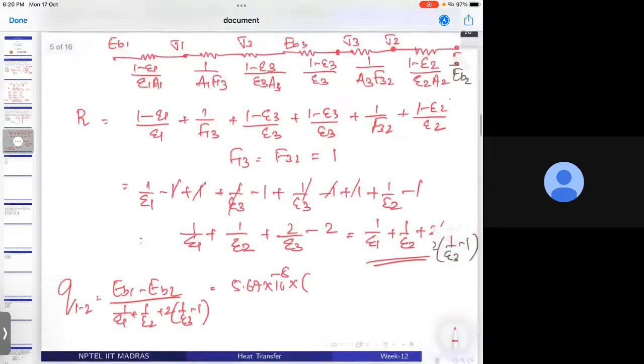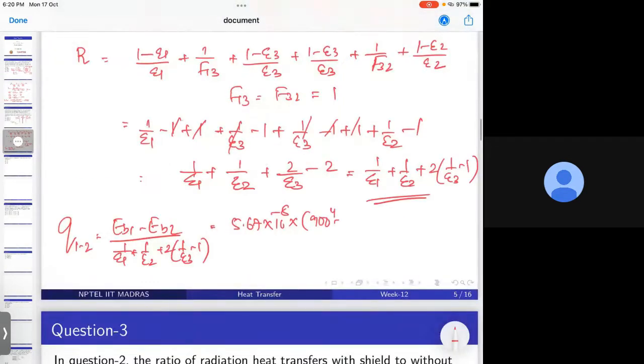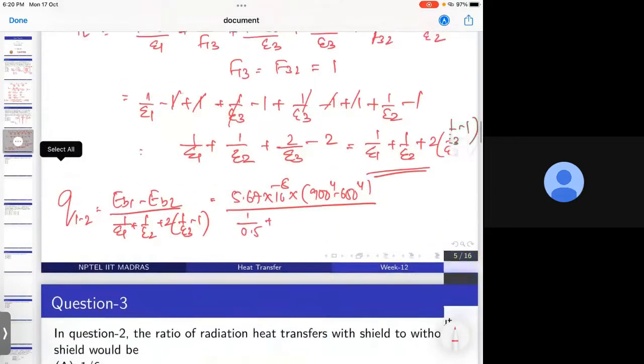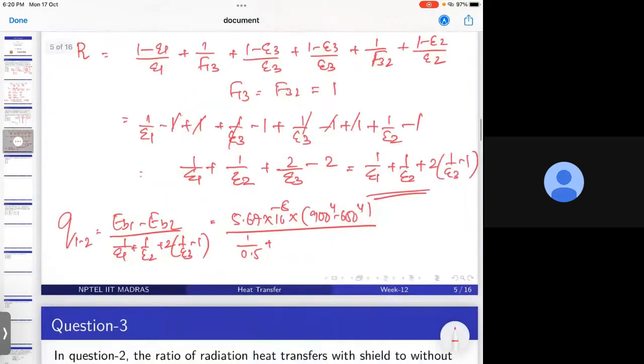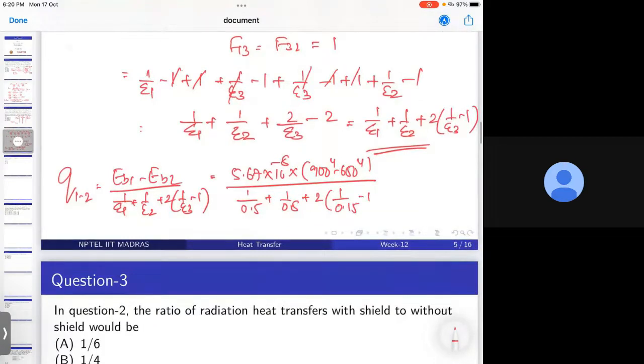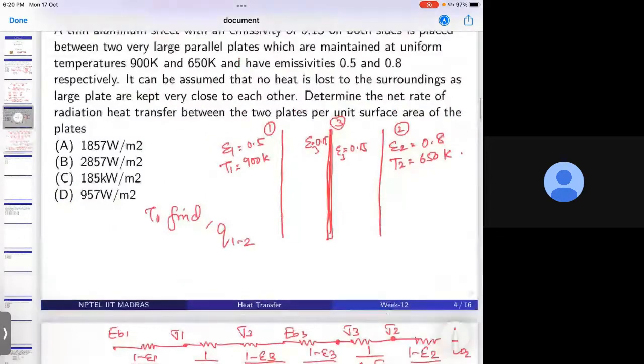which is equal to 5.67 into 10 raised to minus 8 into 900 raised to 4 minus 650 raised to 4, all divided by 1 by 0.5 plus 1 by 0.8 plus 2 times 1 by 0.15 minus 1. So if we do the math, you will get the answer as 1857.3 watts per meter square. So that is the radiated heat flux between 1 and 2 with shield.